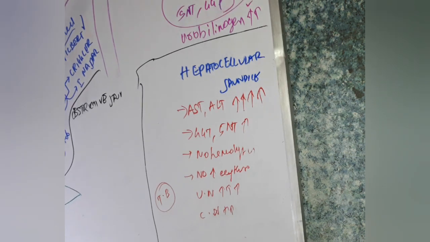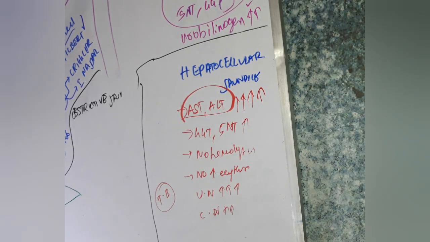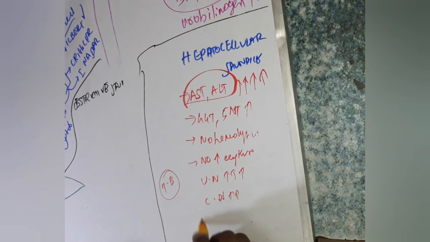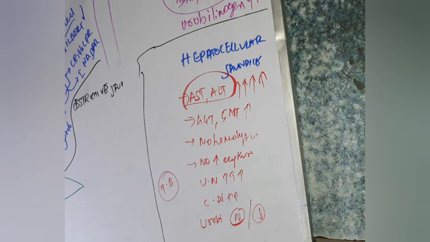Okay. What will be the trademark diagnosis? I can say that it is a hepatocellular jaundice. My liver enzymes, your AST and ALT, are definitely going to get increased. Okay. And there will be a mild increase in my canalicular enzymes. My urobilinogen will be either normal or decreased. Fine. So if I take a hepatocellular jaundice patient, I should see all these findings.